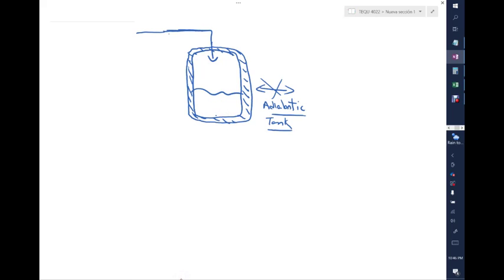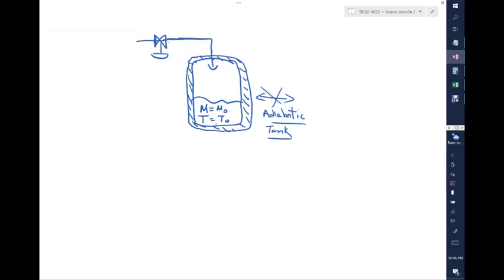So let's say that we have an initial mass, and also an initial temperature inside this tank, and we're going to be adding, in a controlled fashion, some cooling media inside. So the mass will change, and so will the temperature. Let's say this is going to be at a temperature T1, and inside is a different temperature. So we're going to control the addition of that.